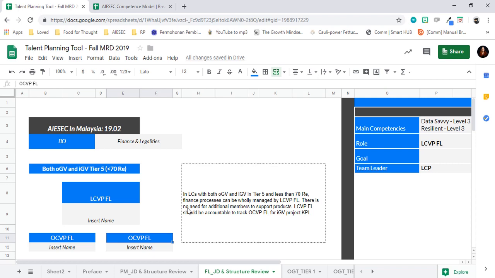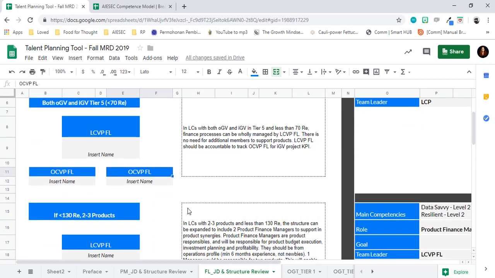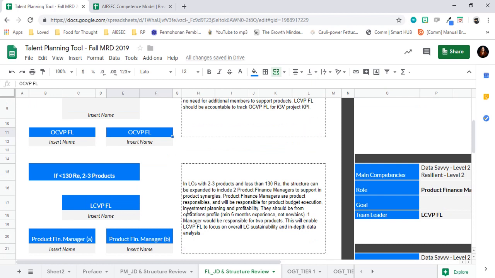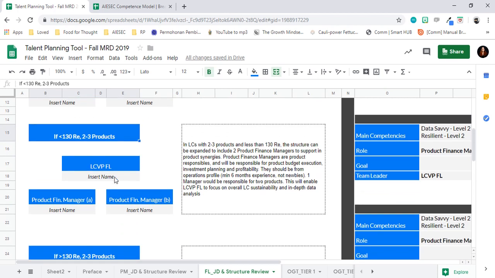So taking it a bit further, if your LC is doing a bit more, you have more than 70 but still less than 130 realizations, and maybe you have around 2 to 3 products, what you can actually have is a product finance manager role. In this role, we call this person a manager, and this person will be directly responsible for the product budget execution and the product synergy itself.